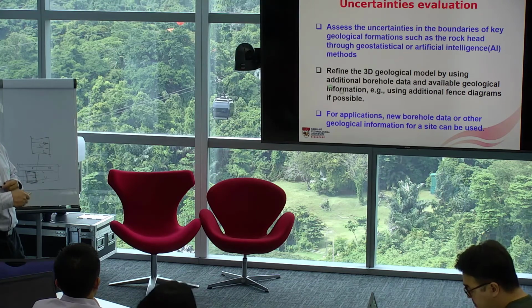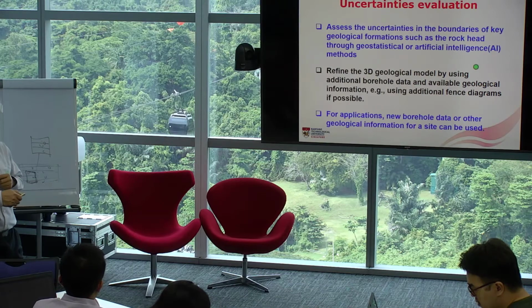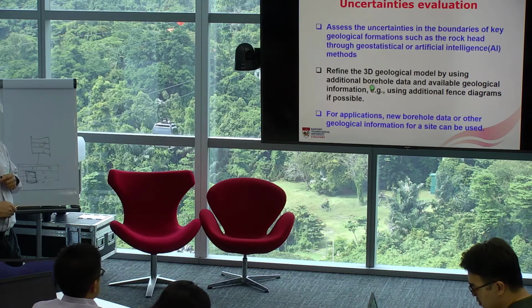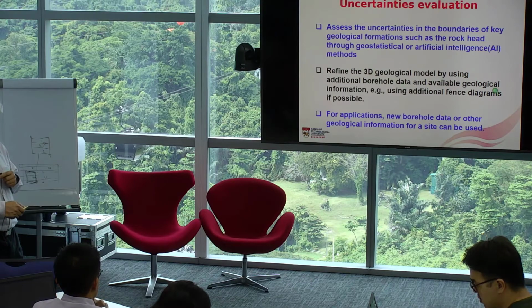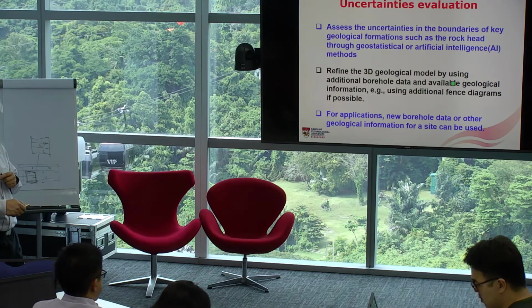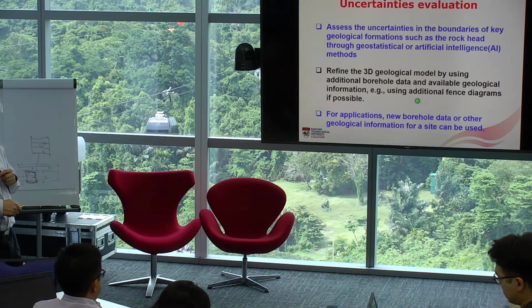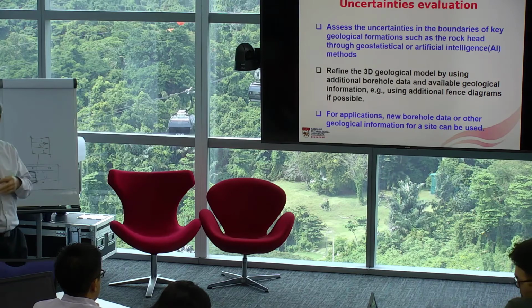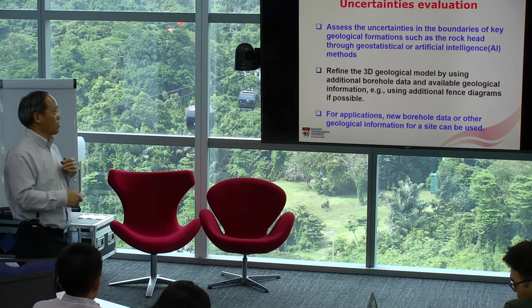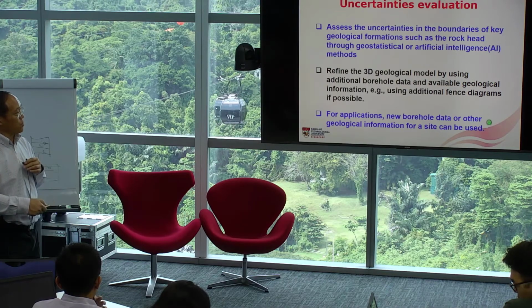Another way to estimate uncertainties is to use geostatistical methods or artificial intelligence. I said this before, we can refine the 3D geological model by using additional borehole data or available geological information. From there, we can have additional fence diagrams, and we will be able to refine the accuracy of the model.